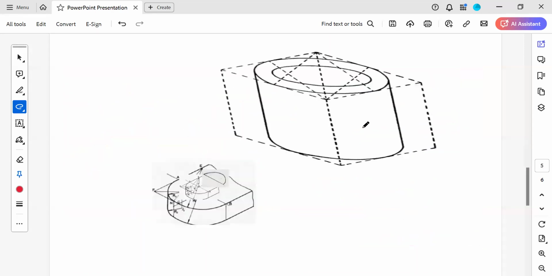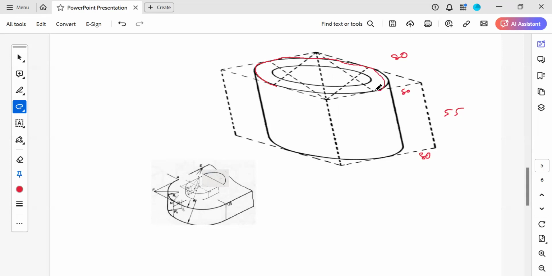Let us try to draw the diagram. So this will be 55. This will be 40 plus 40, 80. So here this is the 30 degrees line. We will measure 80. Height will be 55, and this once again 80. Height is 55. Like that we will draw the square prism.